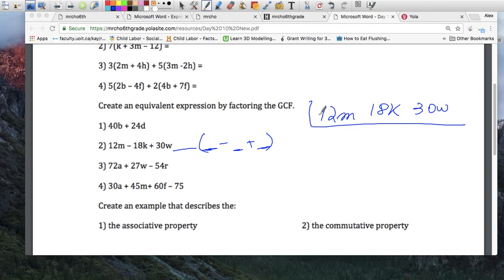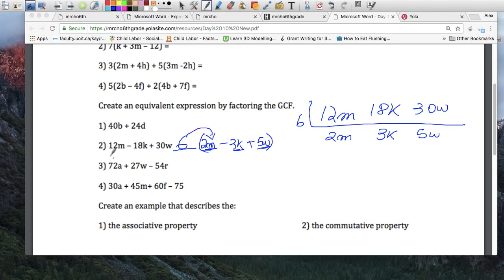Well, let's see, 2. No, you can go higher. 3, 6. 6 goes into 12 2 times, 2m. 6 goes into 18 3 times. And 6 goes into 30 5 times. Nothing else works. So 6 is our number outside. 2m goes here. 3k goes here. And 5w over here.